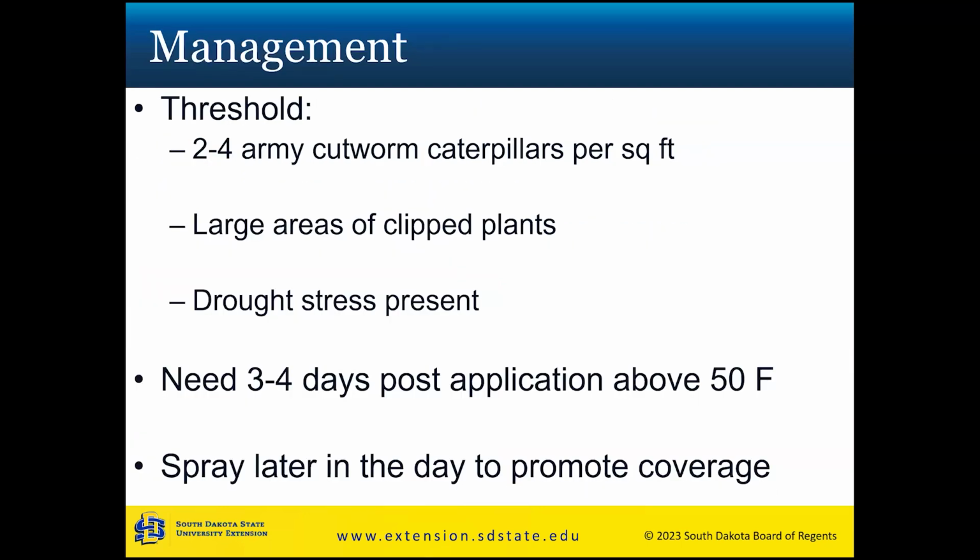The threshold for the army cutworm is 2 to 4 caterpillars per square foot. If you have large areas of the field that are clipped, and then especially if you have all of that occurring and drought stress is present.